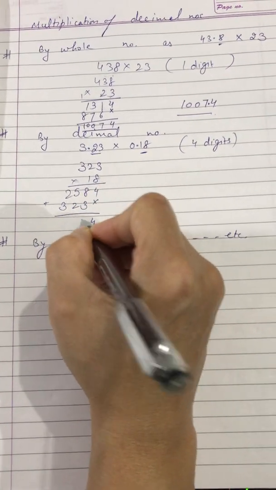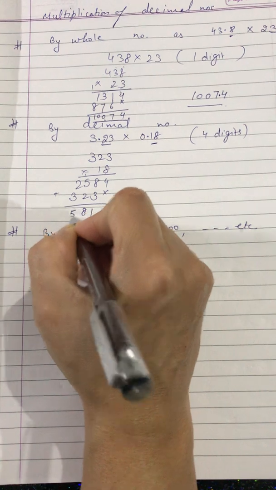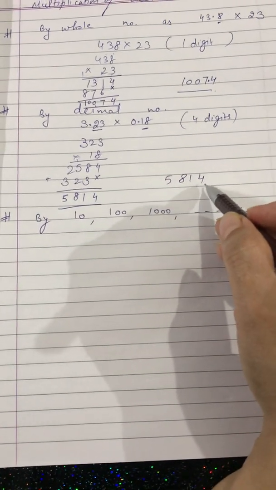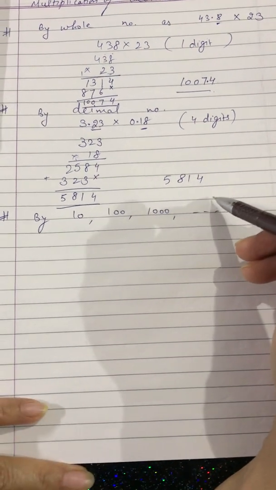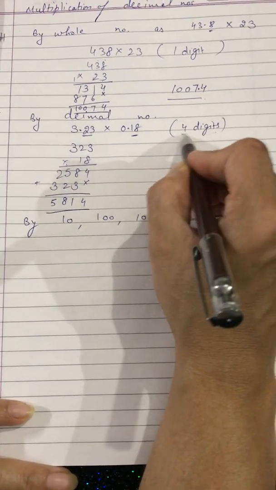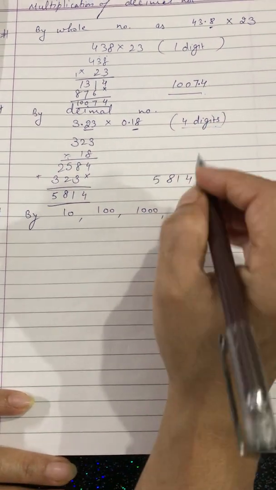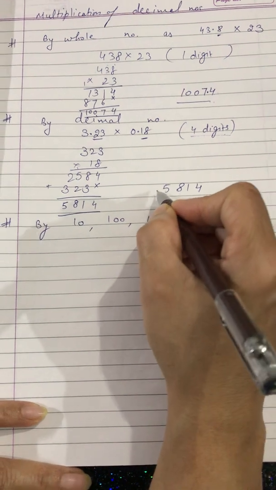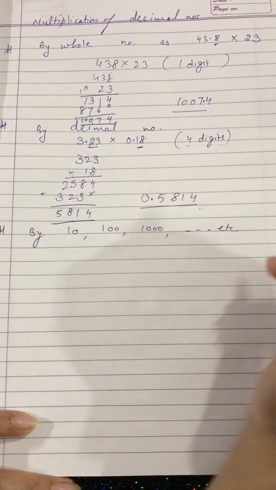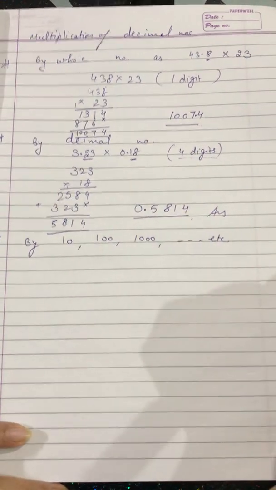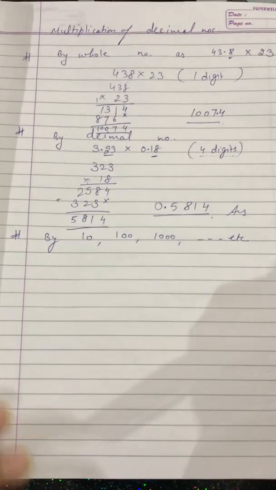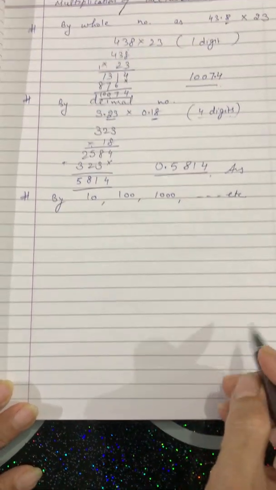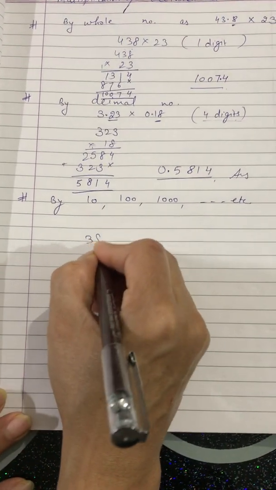Now addition. It is 5,814. That number is without decimal, but before writing the answer we have to put the decimal. There are 4 digits total in the question. So in the answer we will count 4 digits from the right end. 1, 2, 3, 4. We can write it like that. 0.5814 is our answer.